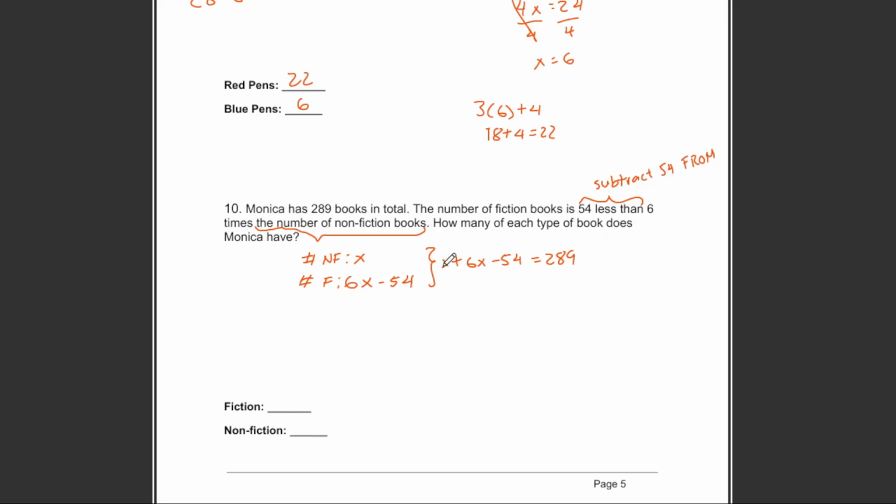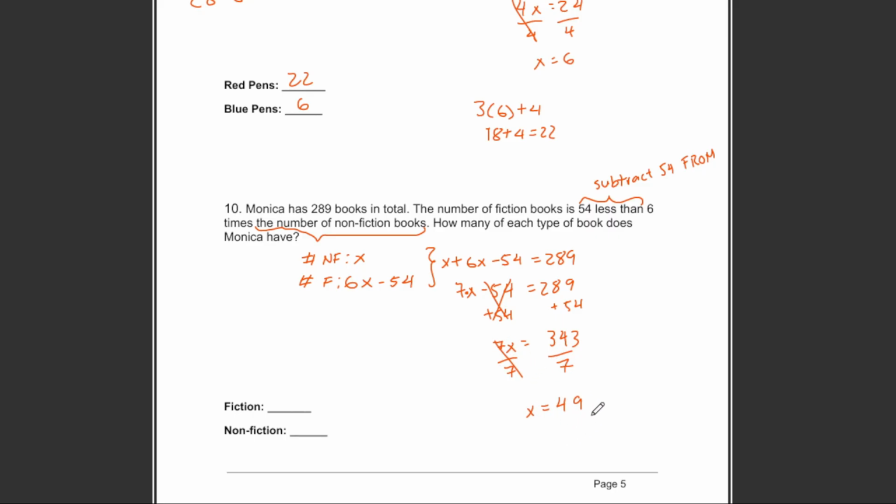Now we combine like terms. x plus 6x is 7x minus 54 is equal to 289. Okay? Now at this step, remember, we've got multiplication, we've got subtraction, right? And what happens first is the multiplication, right? Remember, when there's a number and a variable together, it's like there's a multiplication. So we have to get rid of the subtraction first. We add 54. We add 54. That's going to cancel out. We're left with 7x on the left, and that's going to be equal to 343. Now, we just divide by 7. This cancels out. x is equal to 49.